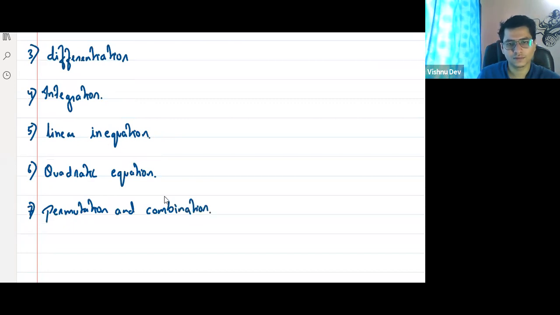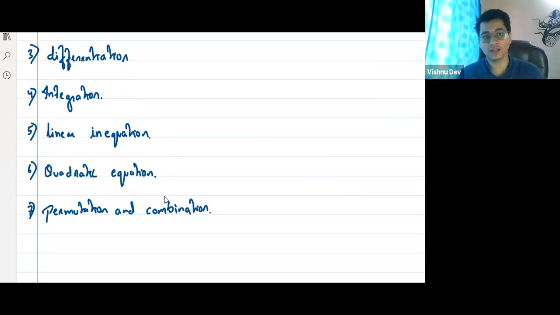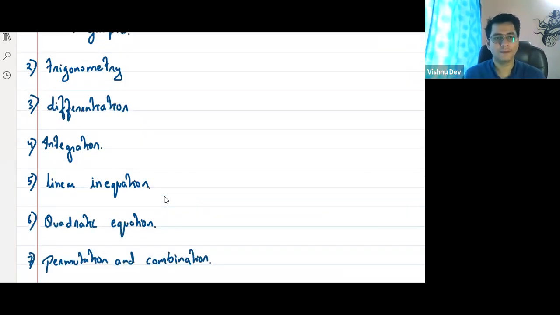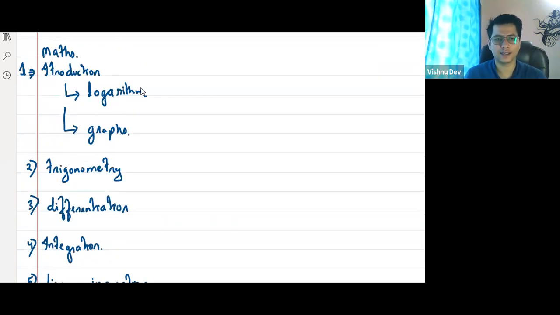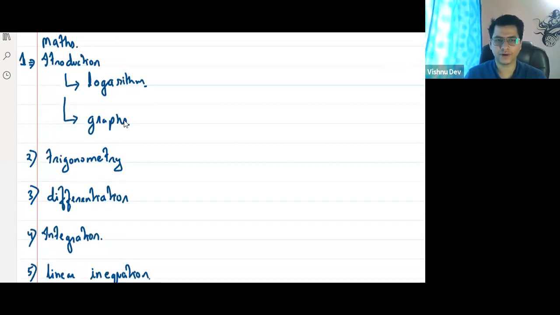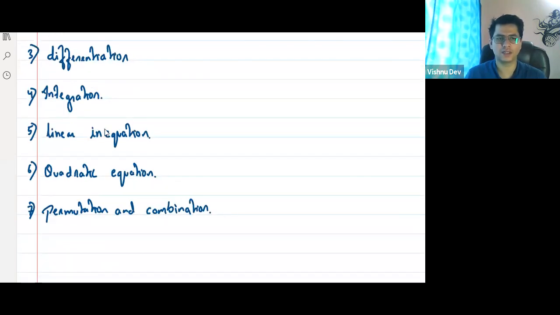So these are the topics that we will be covering in maths. Depending on your speed, we might cover some more, but these are the minimum topics. So we'll be covering logarithm, then basics of graphs, trigonometry, differentiation, integration, linear equation, quadratic, and permutation combination. Is everything understood? This is just the maths section.